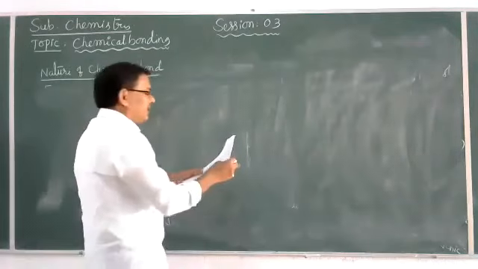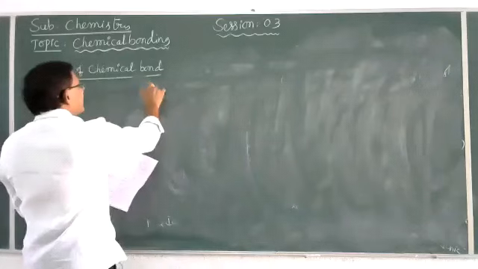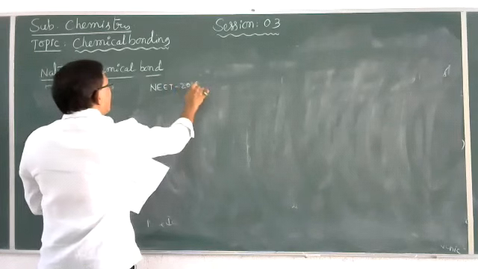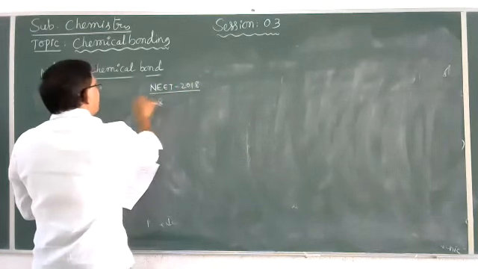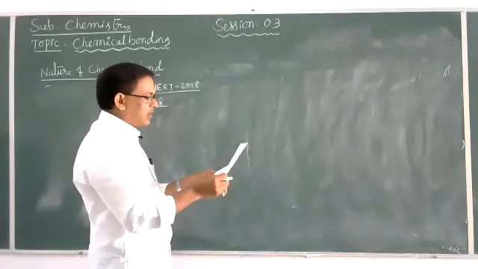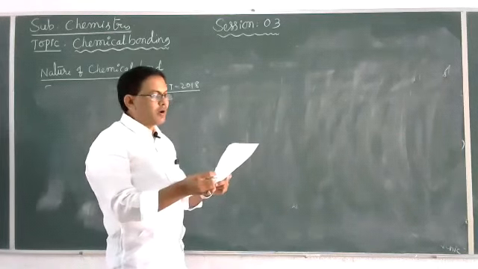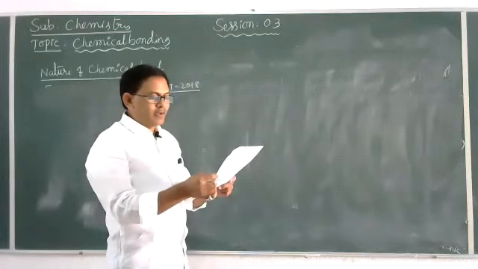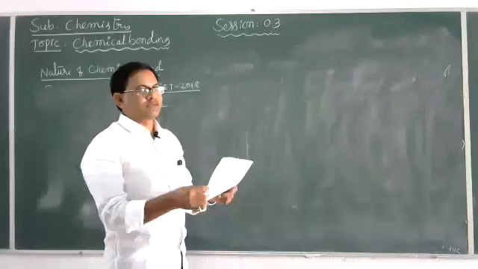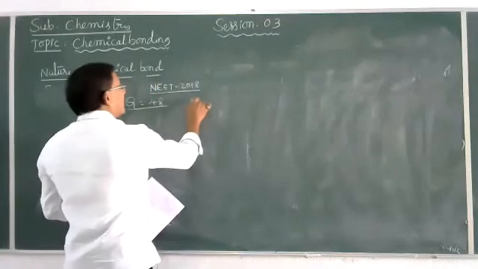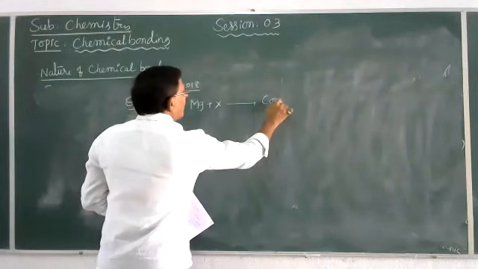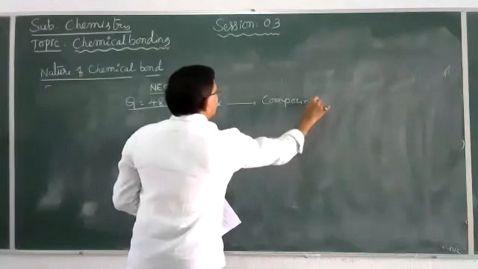Question number 48, this is NEET 2018. Magnesium reacts with an element X to form an ionic compound. If the ground state electronic configuration of X is given, the simplest formula of the compound is. Now here the magnesium reacts with X and forms one compound. What is the formula of the compound?